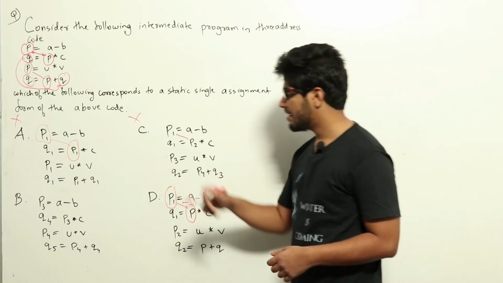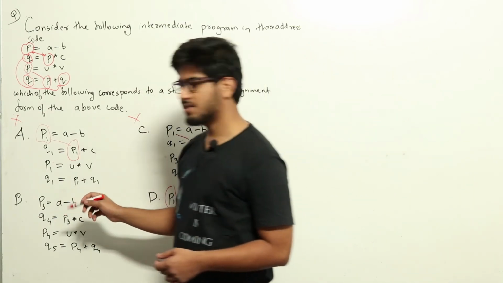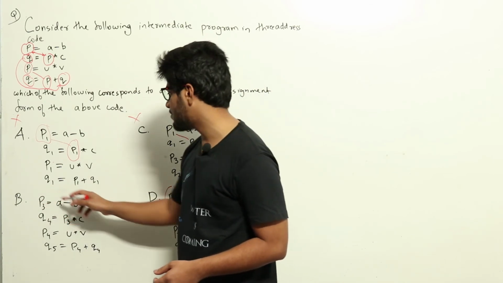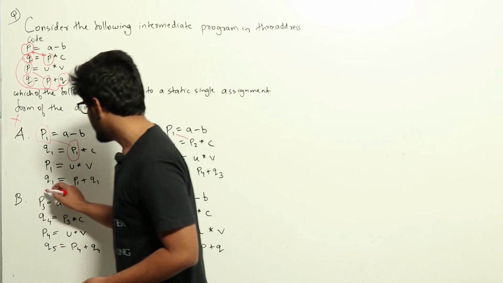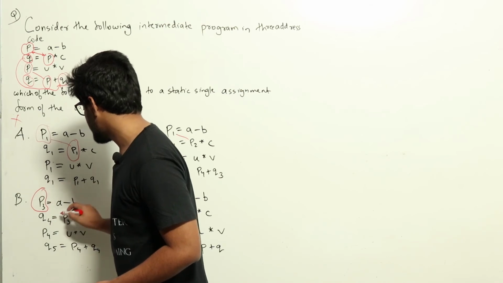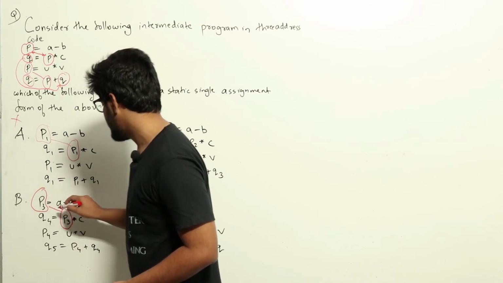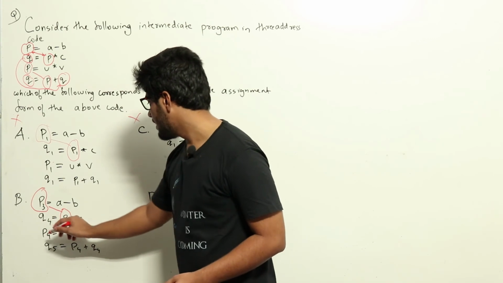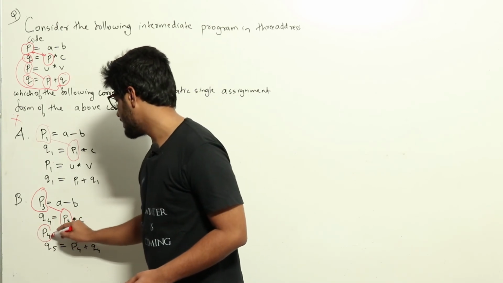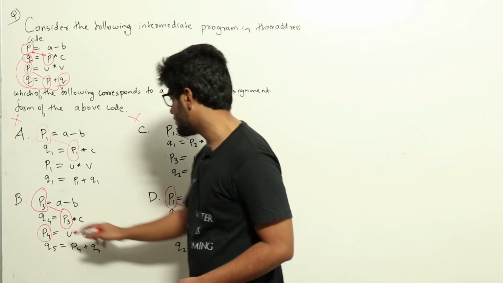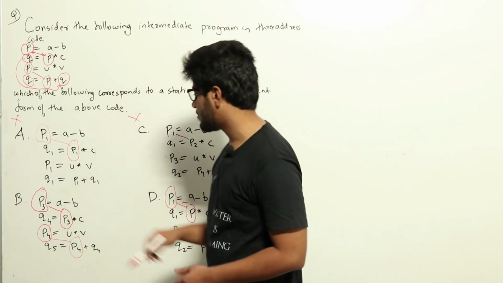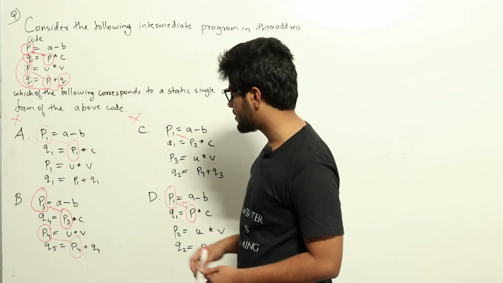Now let's look at B, P3 equals A minus B, this is perfectly fine, we can use any number, we can use P3, there's no rule saying that we have to start with P1 or something like that. So P3 equals A minus B, P3 and P3 the name is same. After that Q4 equals P3 into C, so that's fine. Then P4, see we are assigning P again and we are using a new name here, this is fine. After that P is used here and these two names are same, so this is also fine. Regarding P, it's perfectly fine.